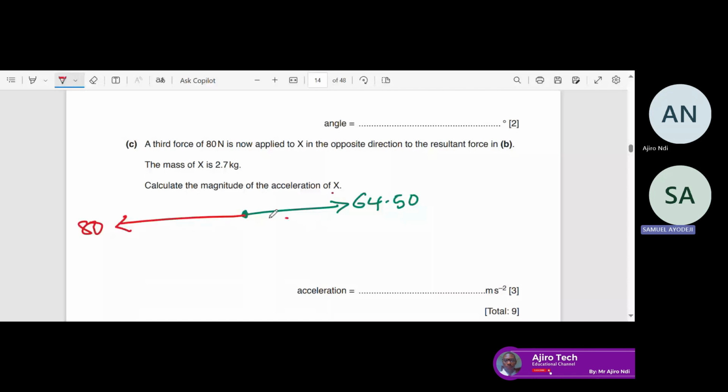Calculate the magnitude of acceleration. So how are they now? They're in opposite directions, so you are going to find another resultant for them because they're in opposite.